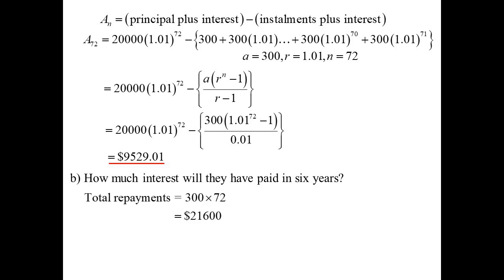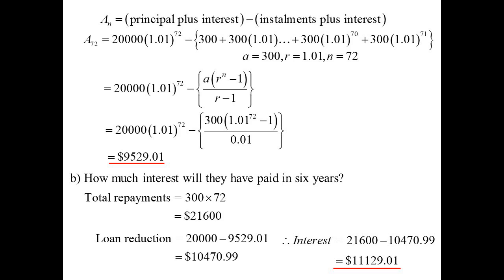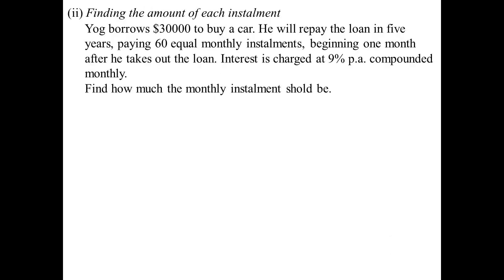How much interest have they now paid in those 6 years? Well, they've made 72 repayments of $300. So they've actually given the bank $21,600, but they've only reduced the loan by $10,000, right? Because they've still got $9,529 owing of the $20,000 they borrowed. Well, the difference in the two must be the interest that you've paid, the extra money that the bank's getting. So the bank's managed to make $11,000 and a bit.